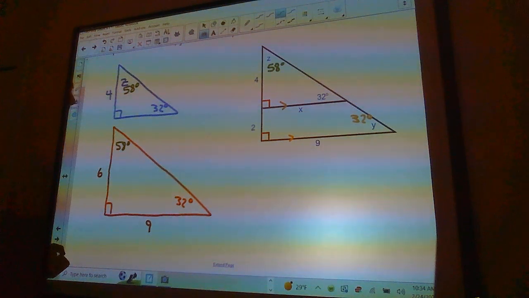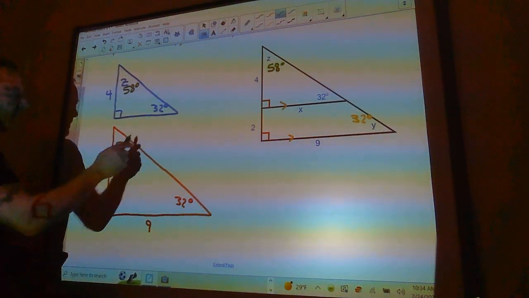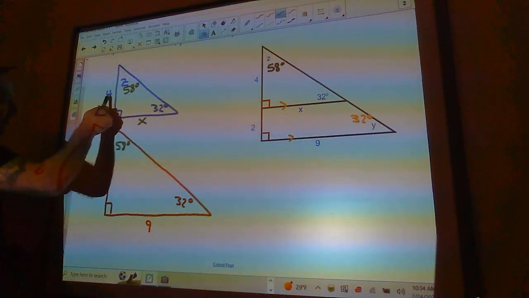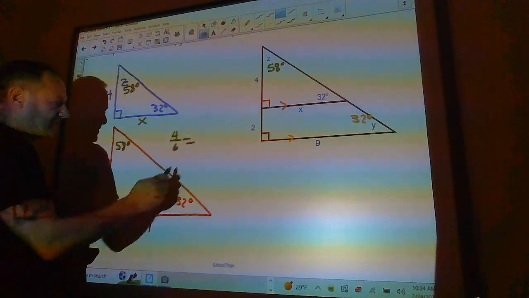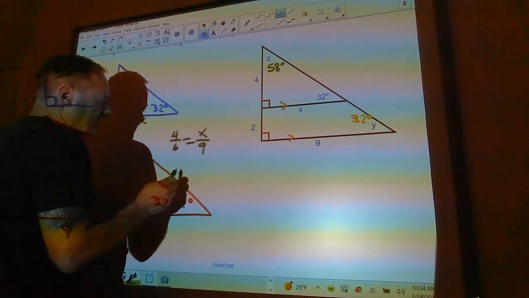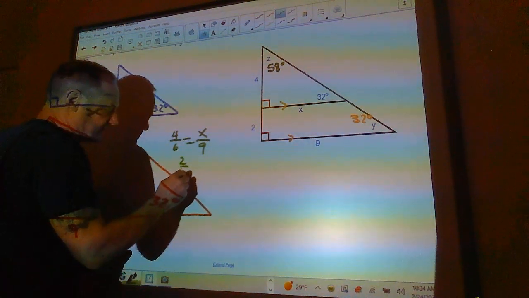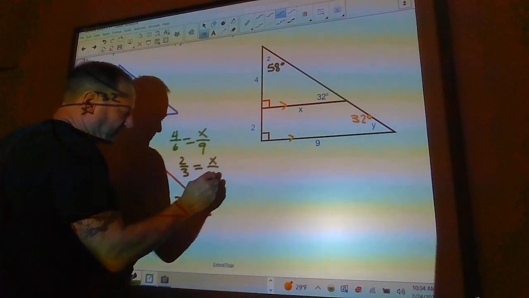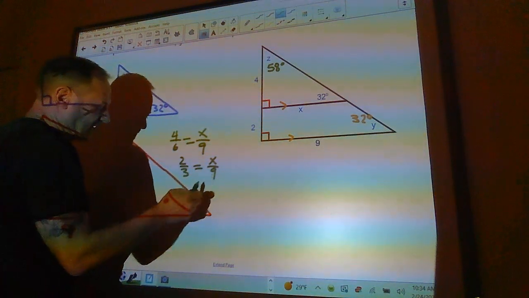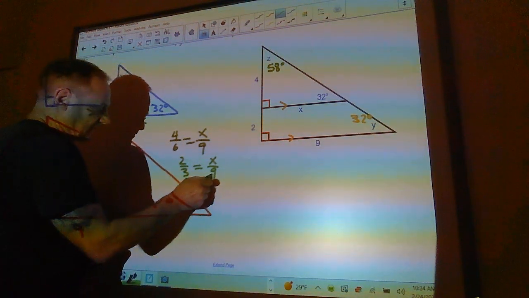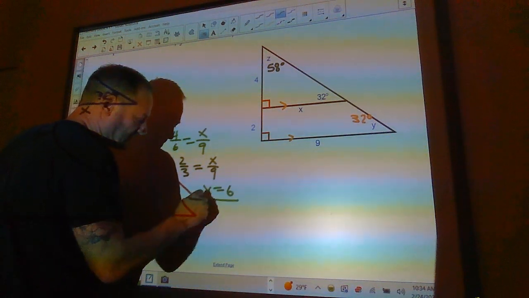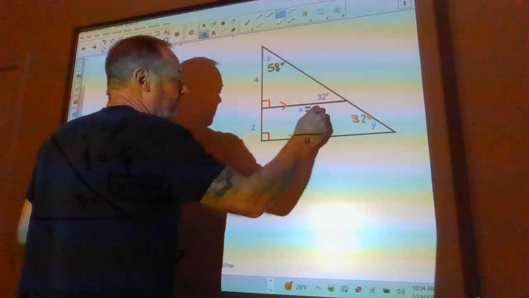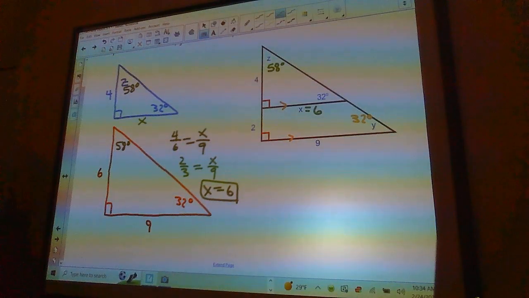Now to find X, that's not hard, because here's X right here. Well, 4 is to 6 as X is to 9. So this is just 2/3. You can look at this one and get this one right. 2/3 of 9 is going to be 6. So you could also do it this way: 2 times 9 is 18, divided by 3 is 6. So that's 6 right there. And I've solved that triangle.